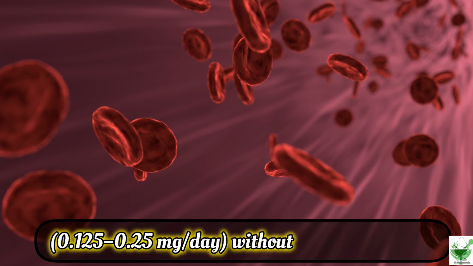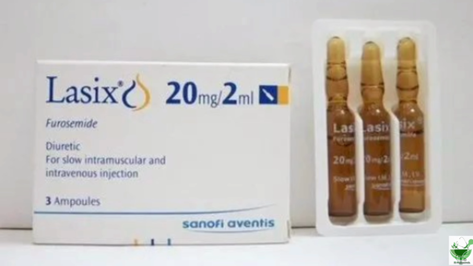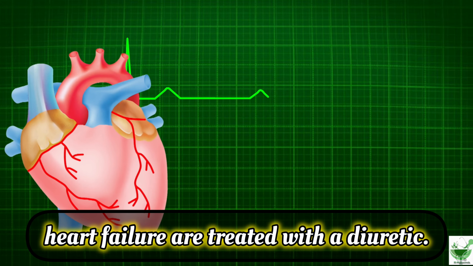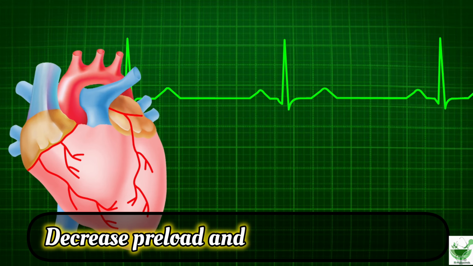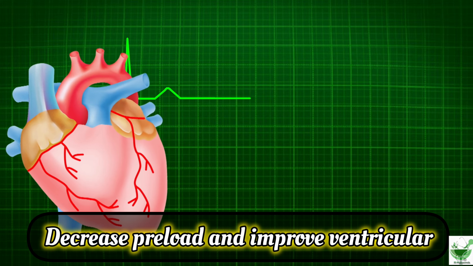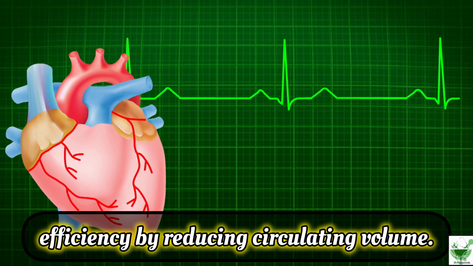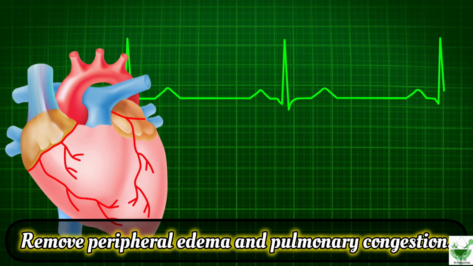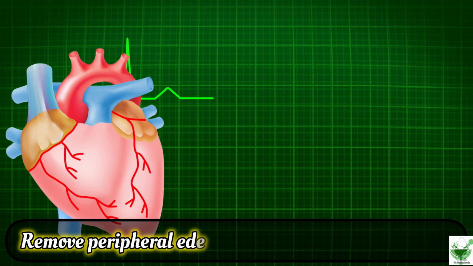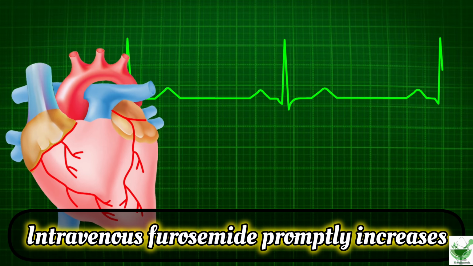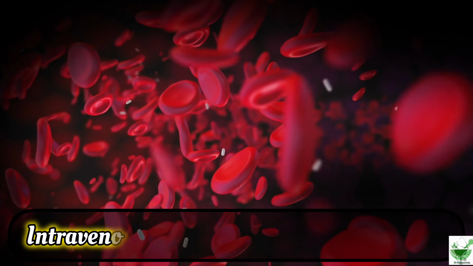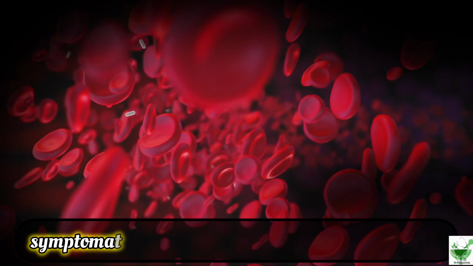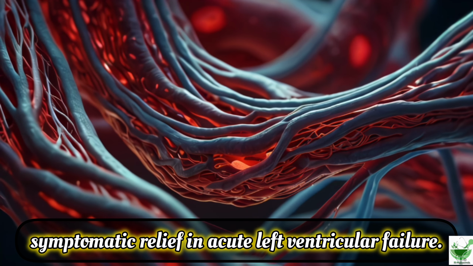Dosage: digoxin therapy is now initiated with the estimated maintenance dose of 0.125 to 0.25 mg per day without any loading dose. Then diuretics. Almost all cases of symptomatic heart failure are treated with a diuretic. Diuretics can decrease preload and improve ventricular efficiency by reducing circulating volume. They can remove peripheral edema and pulmonary congestion. When given IV, furosemide promptly increases systemic venous capacitance and produces rapid symptomatic relief in acute left ventricular failure.